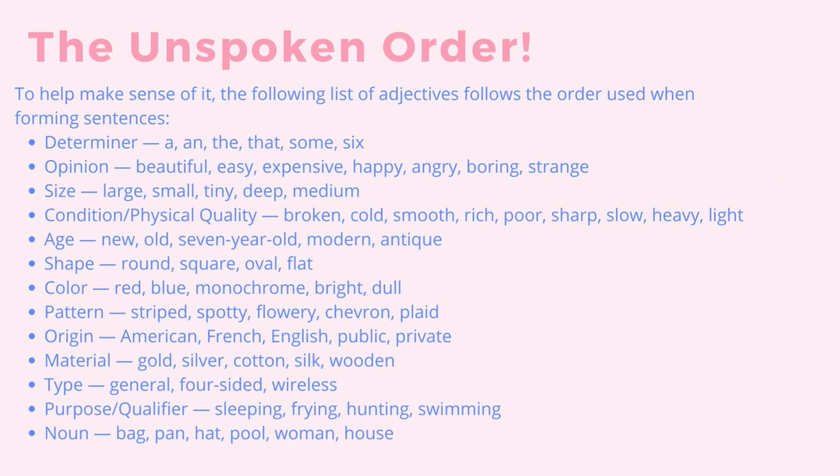For those learning English as a foreign language, however, it's a bit of an uphill battle. To help make sense of it, the following list of adjectives follows the order used when forming sentences. Although eventually, I'm sure you will start following this order unknowingly. But for starting, I would suggest you keep a screenshot of this order so you can reference it as and when required. To help make sense of this order, I am going to show you three examples where it is followed.